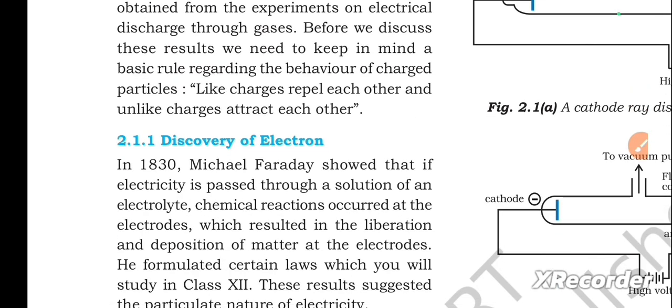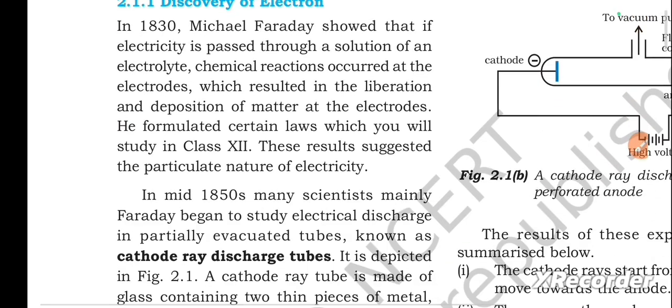Next, discovery of electron. In 1830, Michael Faraday showed that if electricity is passed through a solution of an electrolyte, chemical reactions occurred at the electrodes, which resulted in the liberation and deposition of matter at the electrodes. He formulated certain laws which you will study in class 12. These results suggested the particulate nature of electricity.